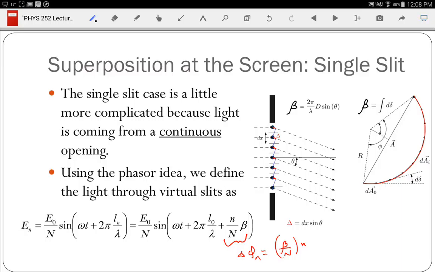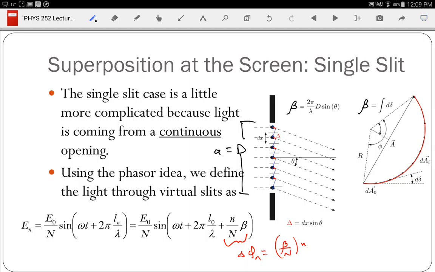Each one of these little tiny slits is a fraction of the total slit width, which in this picture, like I said, is capital D. And on the next page, the total slit width is lowercase a. So I'll just put equals lowercase a so we don't have that confusion. And then each one of those is going to have a slightly different path length to get to the same point on the screen.